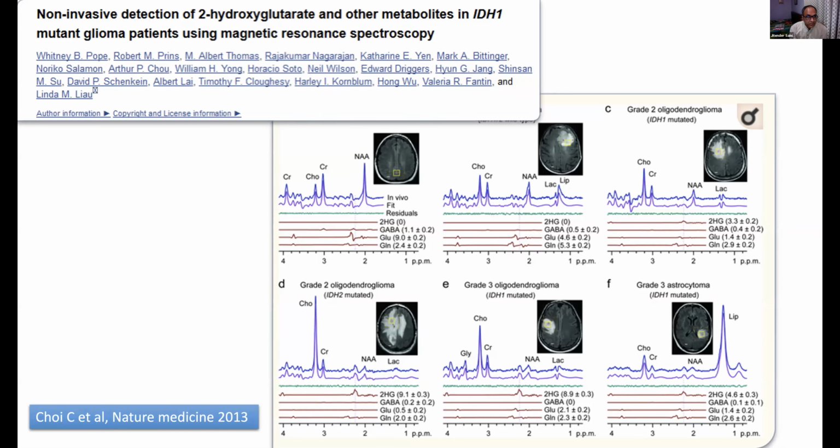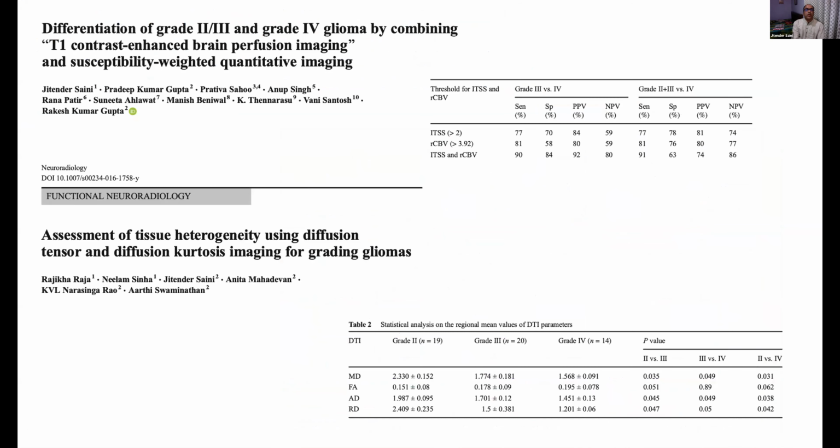We actually initially did some comparisons, comparing grades 2 and 3 versus 4, because grade 4 are mostly the tumors which are wild type, and grade 2 and 3 tumors are mostly the mutant type. And we used DTI as well as perfusion as well as SWI, trying to compare their features, and they would actually discriminate them pretty well.